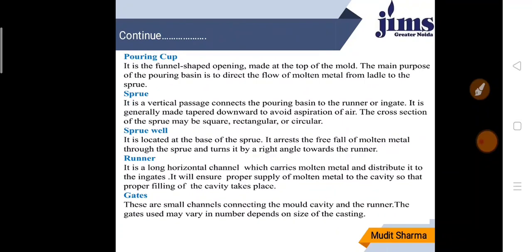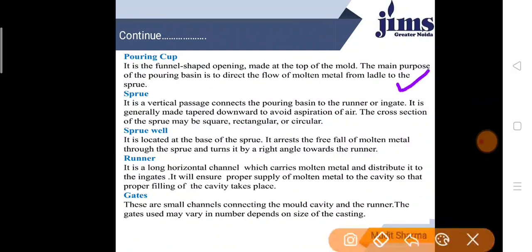What is a pouring cup? It is the funnel-shaped opening made at the top of the mold. The main purpose of the pouring basin is to direct the flow of the metal. Second is the sprue. It is a vertical passage connecting the pouring basin to the runner or ingate. It is generally made tapered downward to avoid aspiration of air. The cross section of the sprue may be square, rectangular or circular.